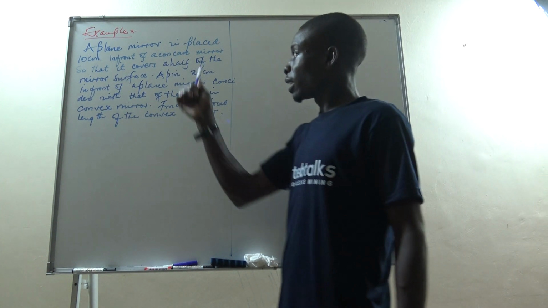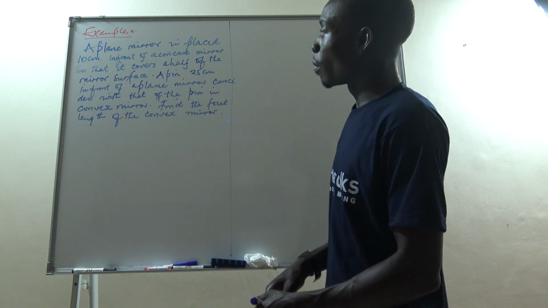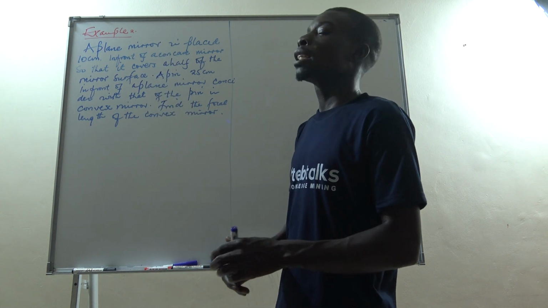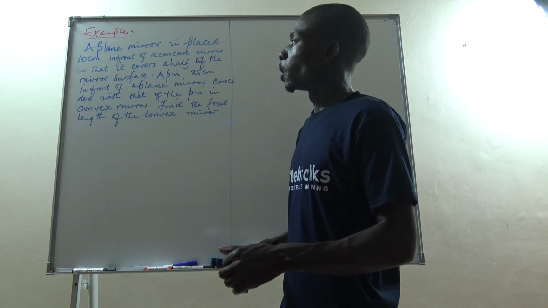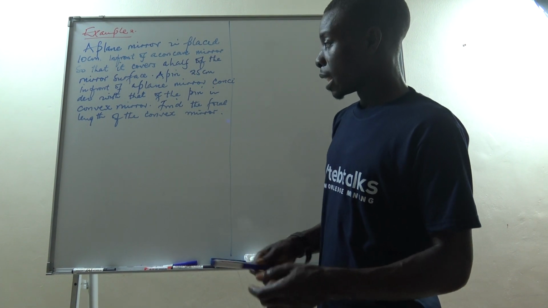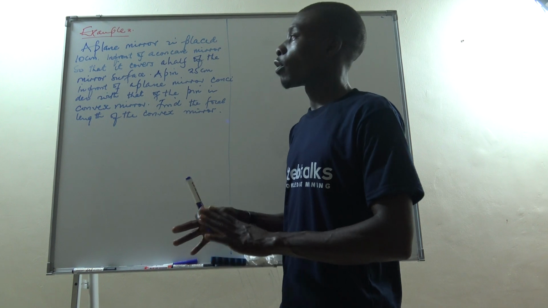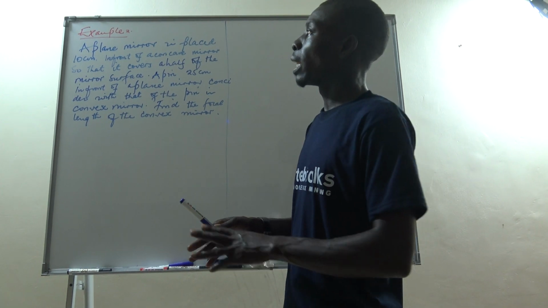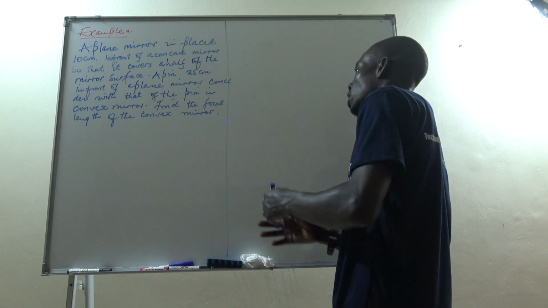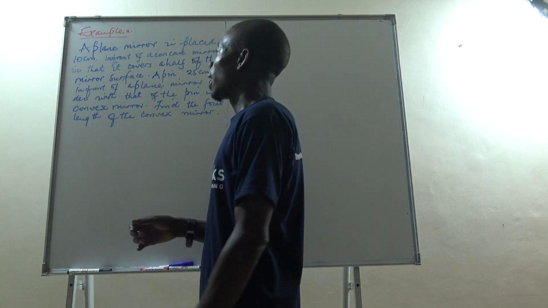So we are still continuing with our example lying under the second experiment of determining the focal length of a convex mirror using a plane mirror. It is not any different from the first example we did, but let's try it. Maybe if you have not been getting the first one, follow this and see what exactly happens.